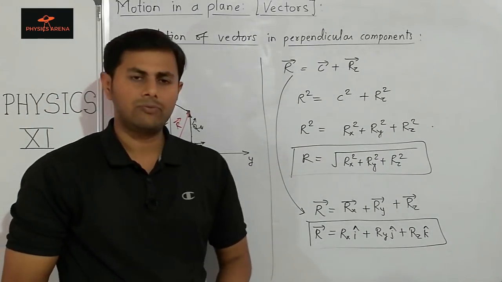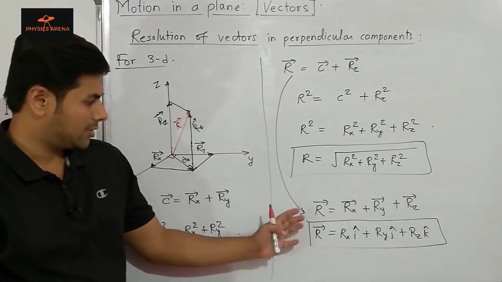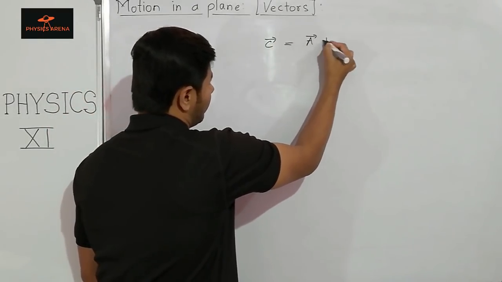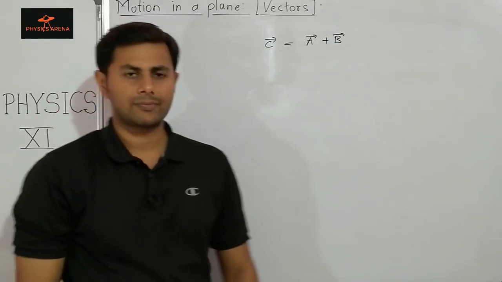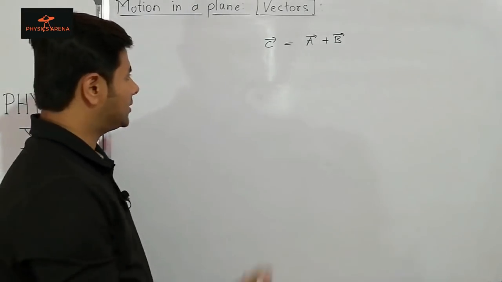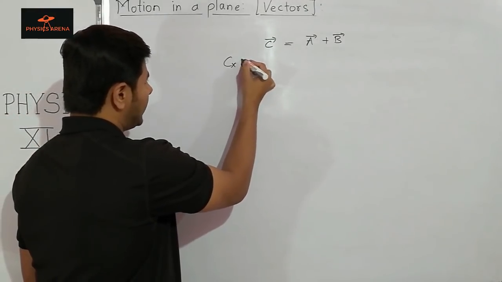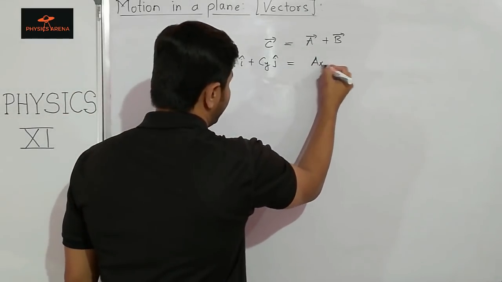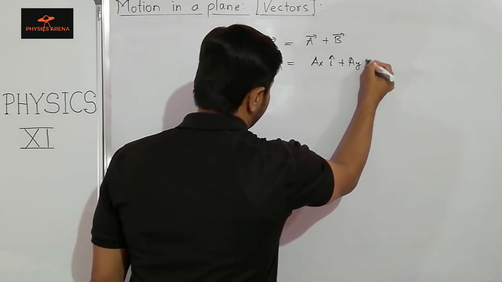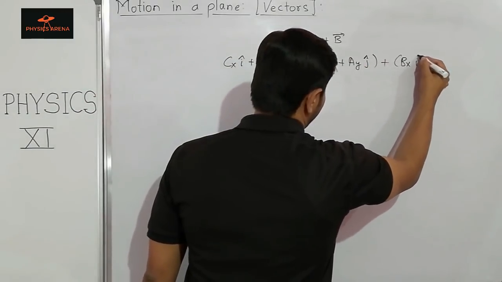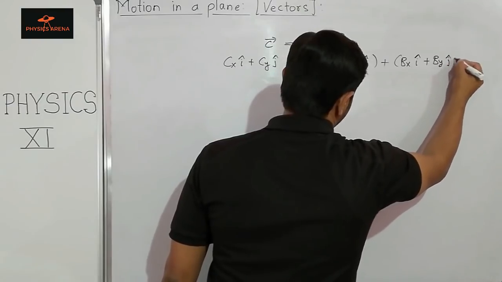So this is how we resolve vectors in the rectangular components. Suppose we have C bar equals A bar plus B bar. Now I will represent every vector by its components. Let's take the 2D case only. So this is Cx times i cap plus Cy times j cap. This is equal to Ax into i cap plus Ay into j cap, and for B bar, Bx into i cap plus By times j cap.